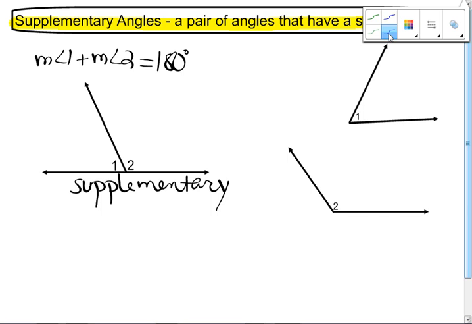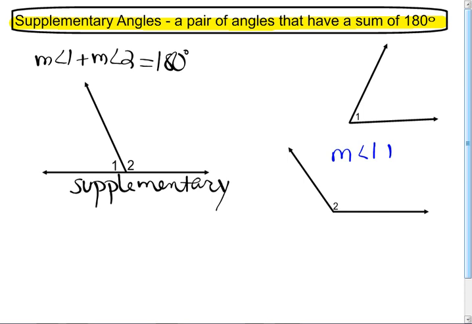Okay, they tell us that these are supplementary, so then the measure of angle 1 plus the measure of angle 2 has to add up to 180. And you can put the degrees in or not, that's up to you. So then what I did in the other class was I said, well, let's see, without using a protractor, do I get a straight angle here?